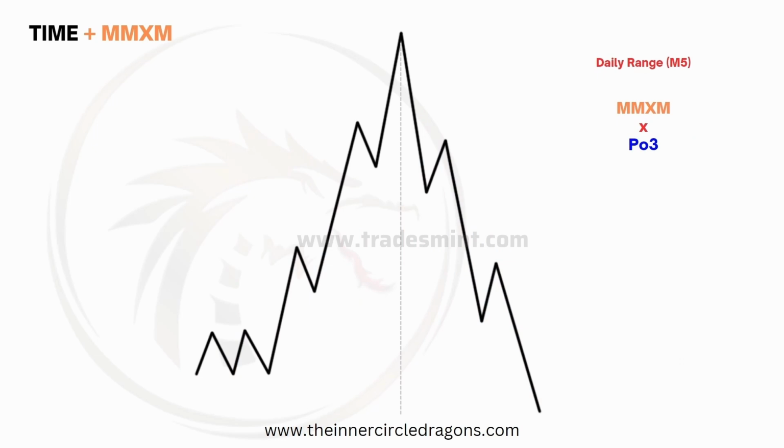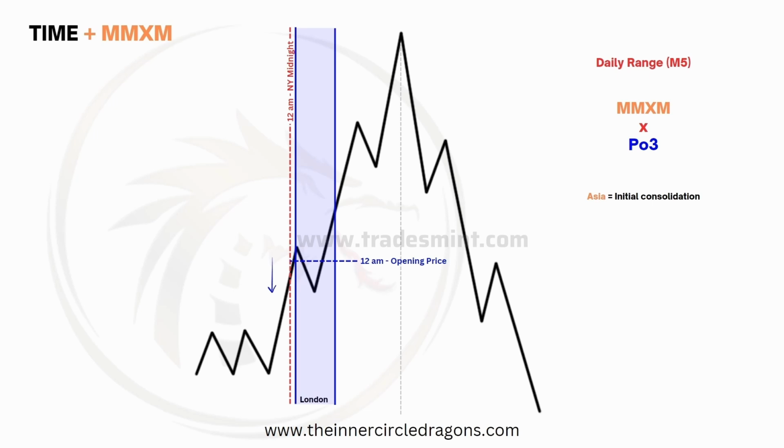We can also take the daily range and we can combine market maker models with the power of 3, for example. Now, again, there are many different daily profiles. As an example here, we're going to use the consolidation in Asia as our initial consolidation. We have an expansion leg outside of the Asian consolidation up into 12 a.m. midnight New York time. Price will drop below the 12 a.m. opening price inside of London, where the Judas swing will form.